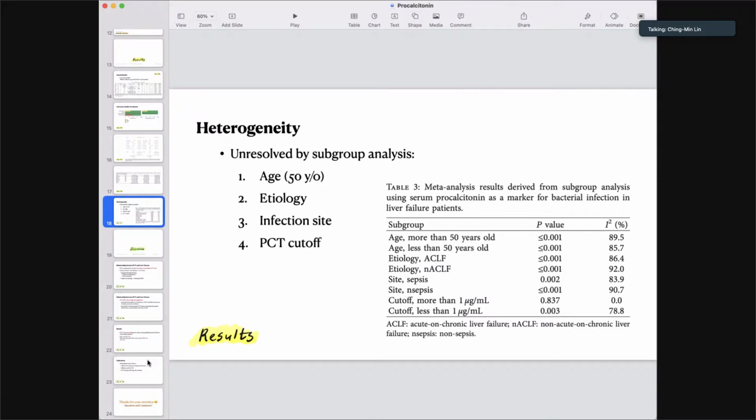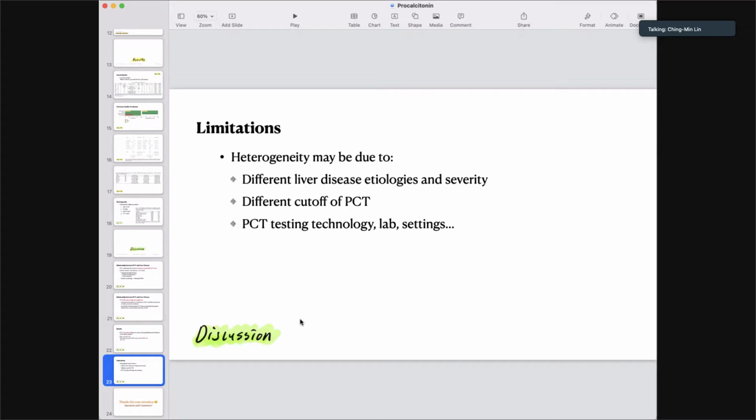So yes, I think they actually contributed this to the nature of liver diseases, which are with many different kinds of aspects and different kinds of severities. So this is why there are differences between these 6 studies.